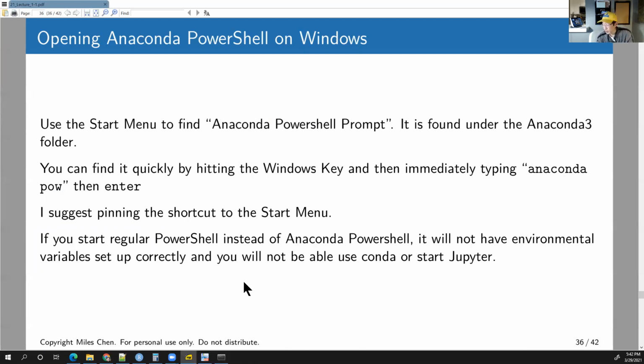Don't just run regular PowerShell. Make sure you run the Anaconda PowerShell, because that's going to have the necessary things set up to get it to work.